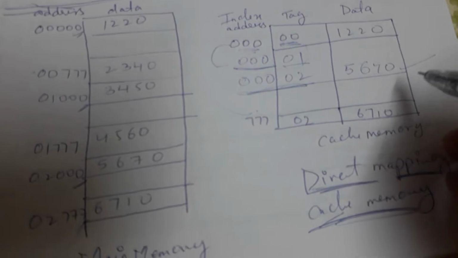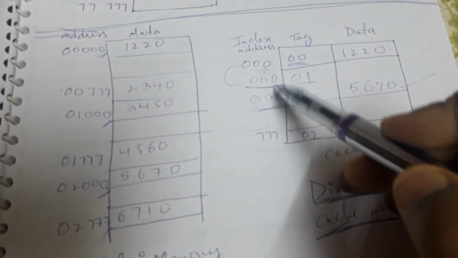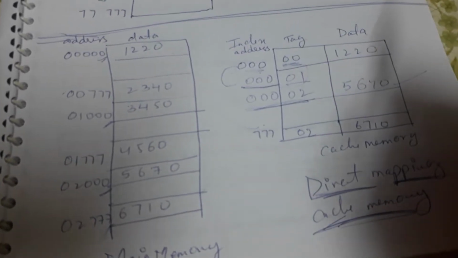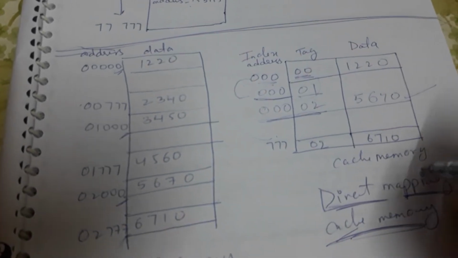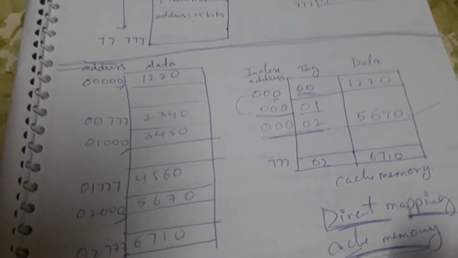So here, though the index addresses match several times, the tag values do not match. It is unnecessarily searching many times in the cache memory, where you are losing time. The access time is increasing here. To overcome this drawback, we go for the next mapping, which is called set associative mapping.